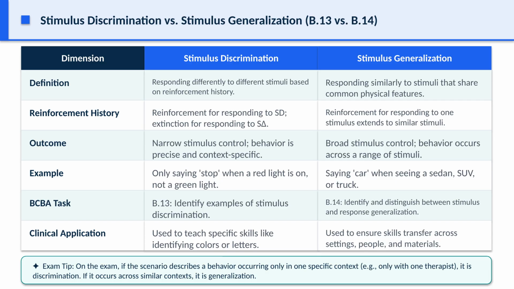Generalization, by contrast, occurs when you respond similarly to stimuli that share common physical features. For example, calling a sedan, SUV, and truck all car, because reinforcement for one stimulus extends to similar ones, producing broad control. Clinically, discrimination helps you teach a learner to identify a specific color or letter, while generalization ensures that skill transfers across different people, settings, and materials.